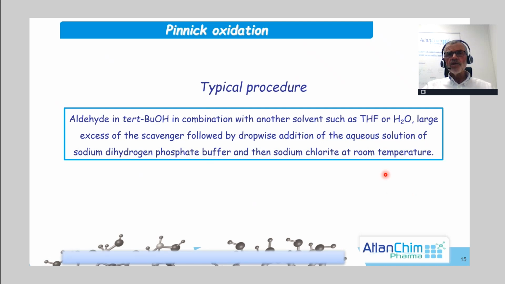In a typical procedure, the aldehyde is dissolved in tert-butanol, often in combination with another solvent such as THF or water, along with a large excess of scavenger, followed by the dropwise addition of the aqueous solution of sodium dihydrogen phosphate, and then sodium hypochlorite in aqueous solution at room temperature.